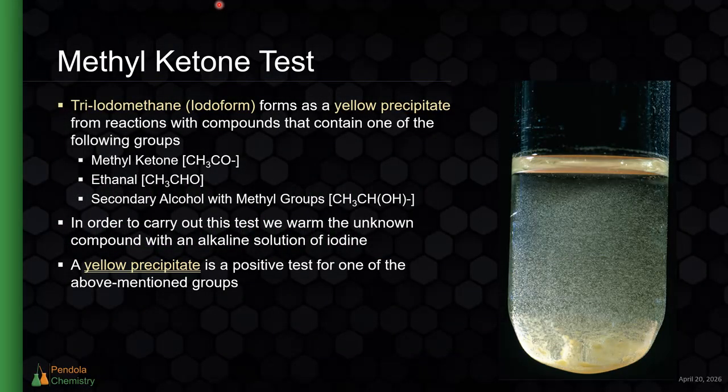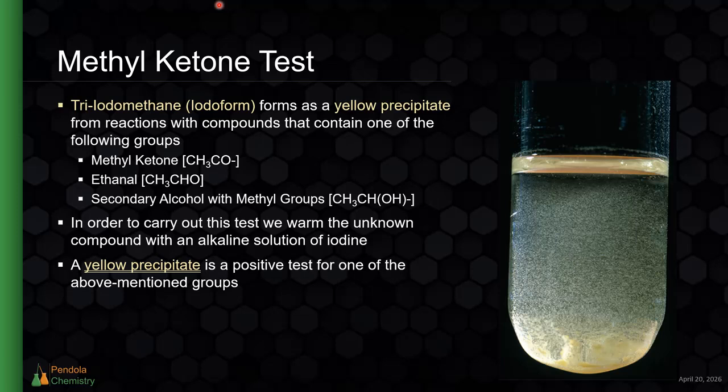Methyl ketone test, or what we know as the Tri-Iodomethane test or the iodoform test. Tri-Iodomethane is a yellow solid, a yellow precipitate, that can be formed with specific functional groups or as a product of a reaction with specific functional groups.